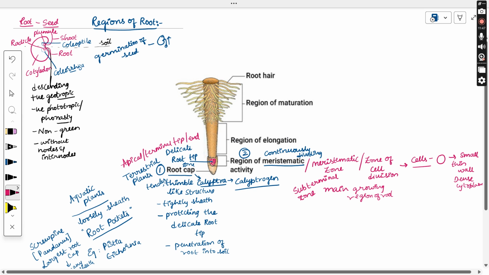So it is a subterminal zone, or the subterminal region, you can find just above the root cap. Wherever the root cap is there, just above the root cap, this region is present, and it is considered as the main growing region of this root. The cells present here are highly dividing in nature. They continuously divide. They undergo repeated cell divisions.